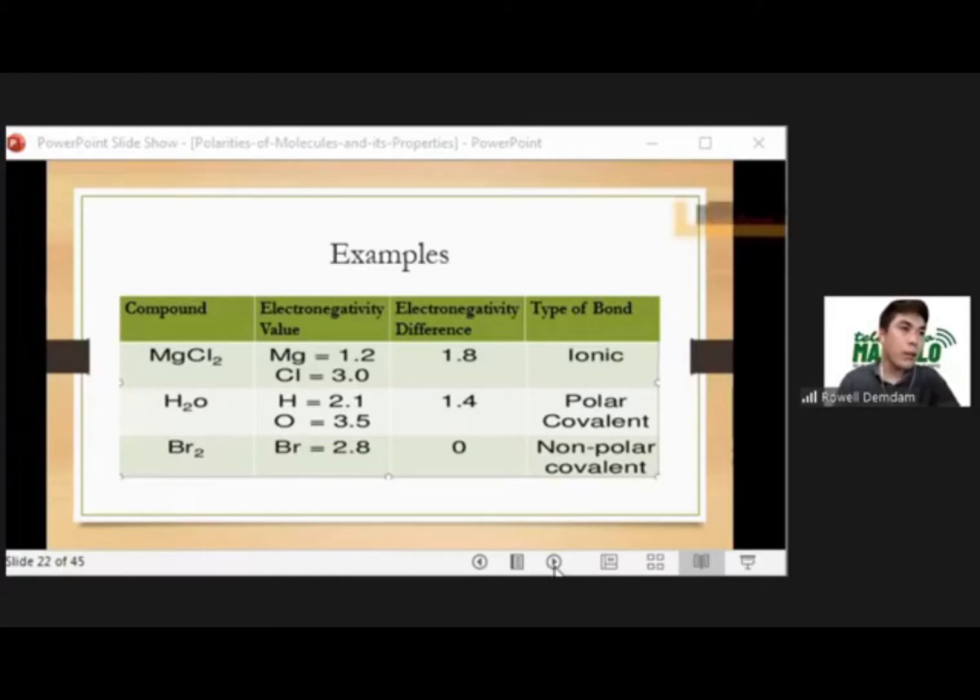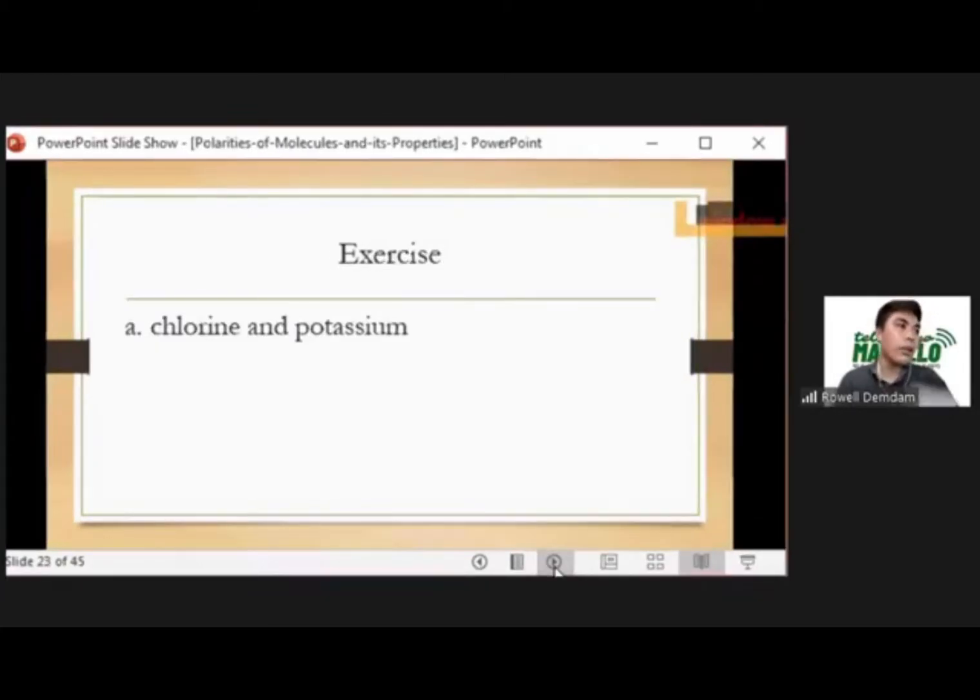So for letter A, we have chlorine and potassium. You can search for the electronegativity values of these elements. So is it an ionic or covalent bond? You can put your answers down below and I will be reading them and recognizing your answers. So what do you think chlorine and potassium will give us? Is it an ionic or covalent bond?